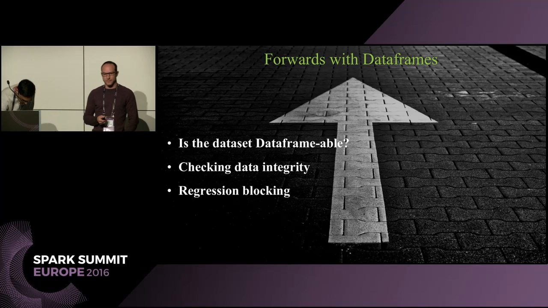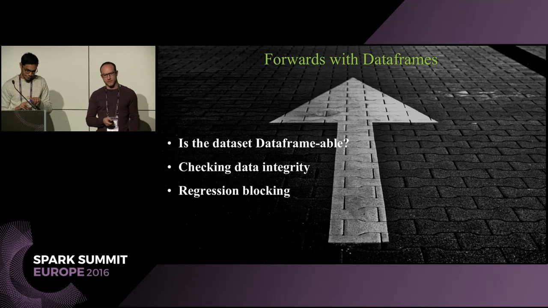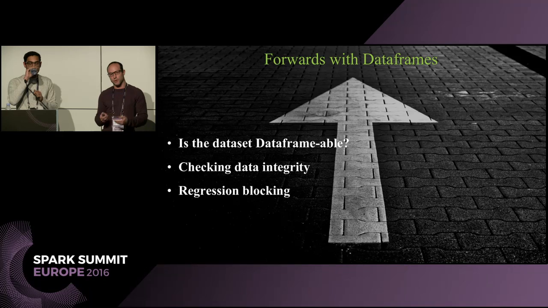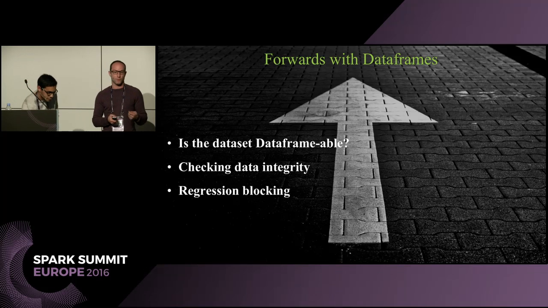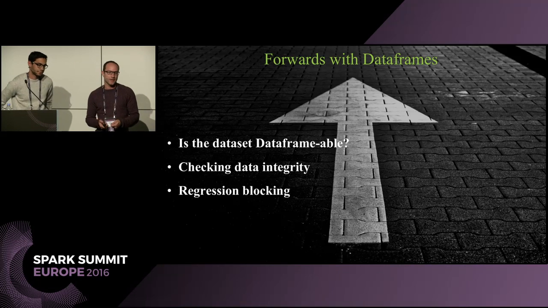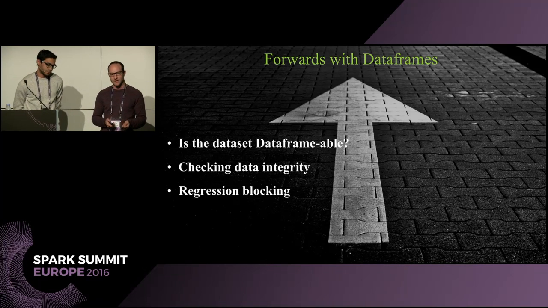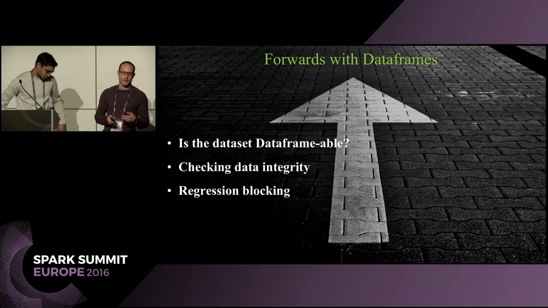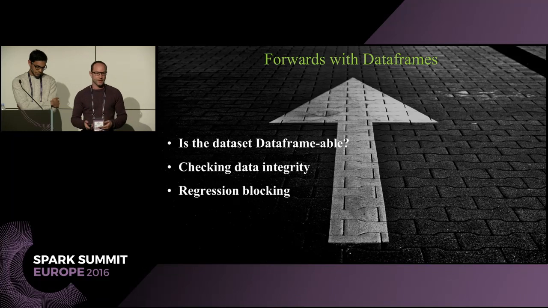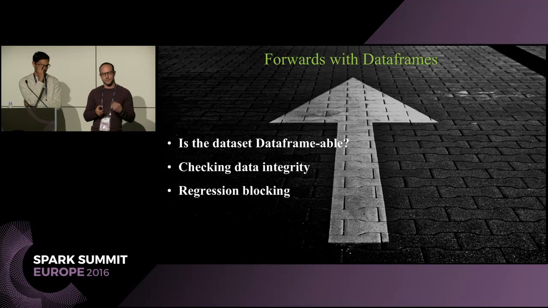Cool. So now that we've talked about how we're going to maintain backwards compatibility, the next step is actually to move forwards with data frames and start writing data frame code. The first thing we want to do is to make sure that whatever data set we're working with is actually data frameable. As it turns out, that's not always the case. The next thing is, once we have a data set that's theoretically data frameable, we want to take the job, write it as a data frame, and make sure that the information being written to disk ends up being informationally equivalent to what it was before. We call that checking data integrity.